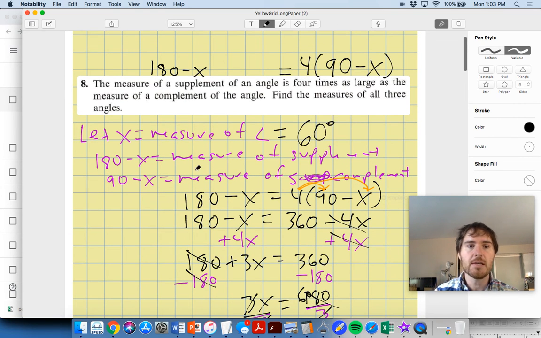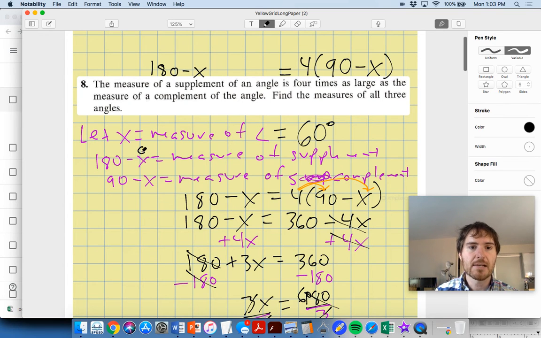So this is 60 degrees. And then this is 180 minus x, and x, remember, is 60 degrees. So that's going to equal 120 degrees. And finally, 90 minus x, and remember, x is 60 degrees, so it's going to be 30 degrees here.